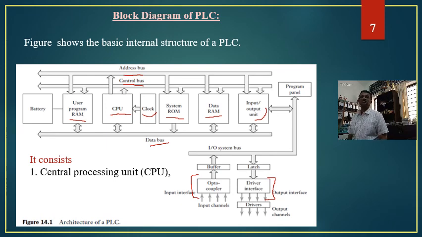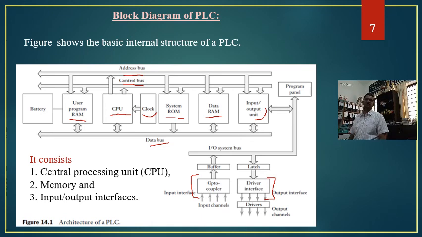Basically it consists of three very important parts. The first is the central processing unit, that is the CPU. The second is memories like RAM, ROM, program ROM, and so on. And the third is the input output interfaces.